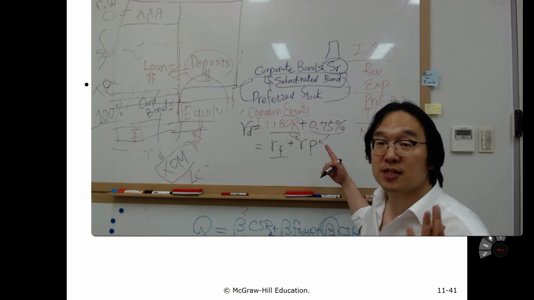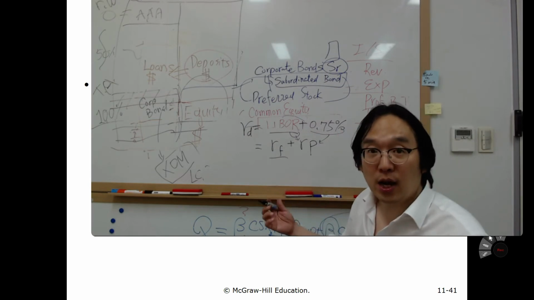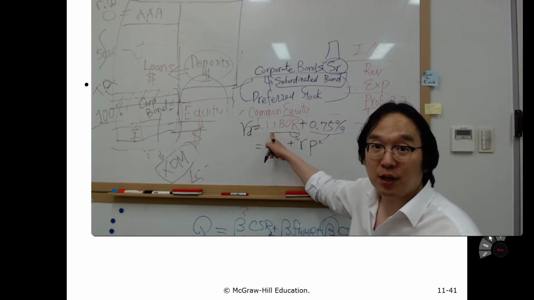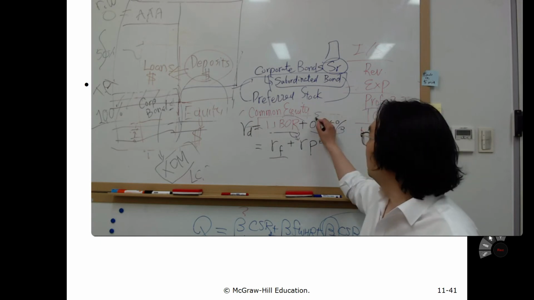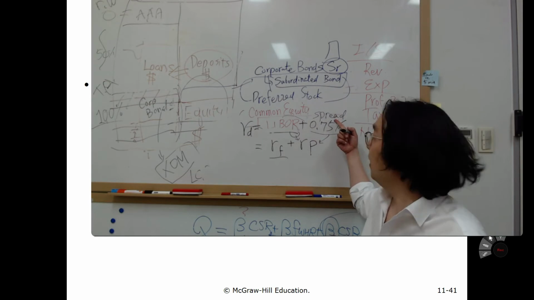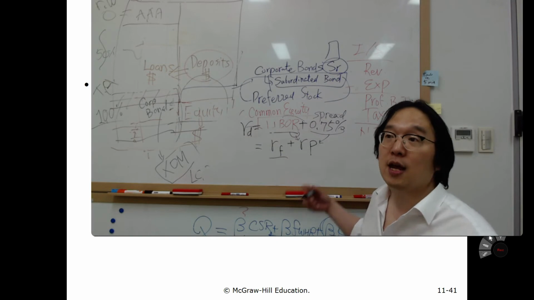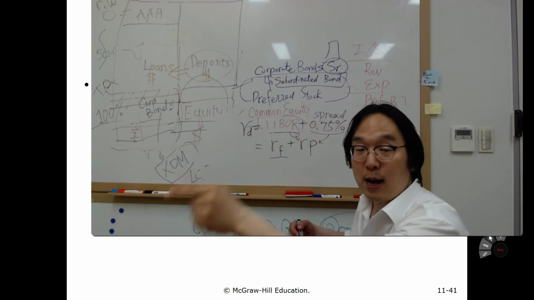The industry convention worked in this way: people have been using LIBOR as a benchmark plus some spread. We call it the loan spread, of 75 basis points or whatever basis points, assigned to the corporate borrowers.